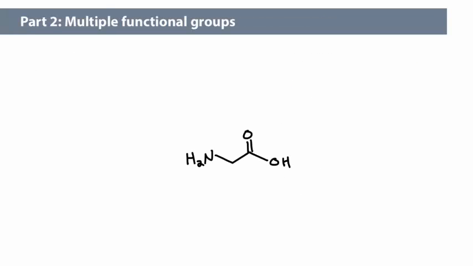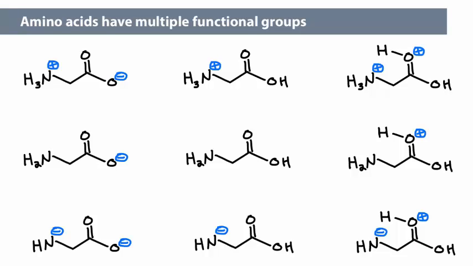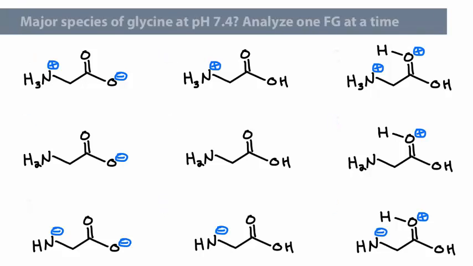What if there's more than one functional group in the molecule? Amino acids are a classic example of having two or more functional groups. What would the major species of glycine be at pH 7.4, the pH of blood? The 9 possibilities are shown on screen. Which one is correct? The key is to analyze each functional group independently. Let's figure it out step by step.